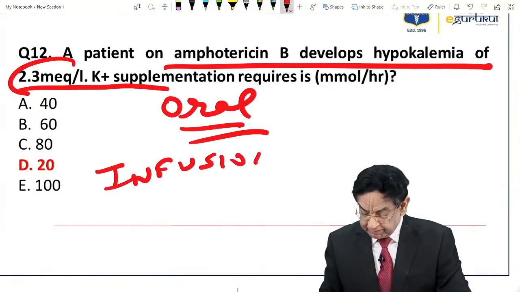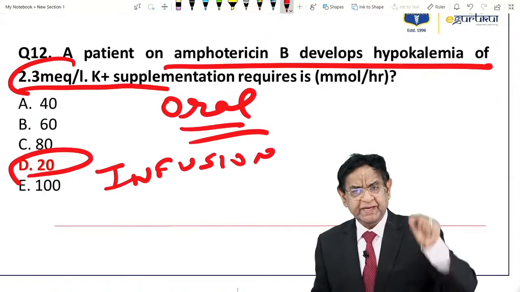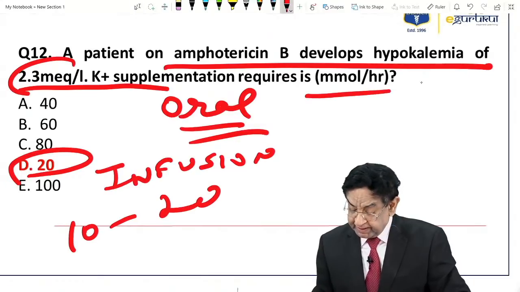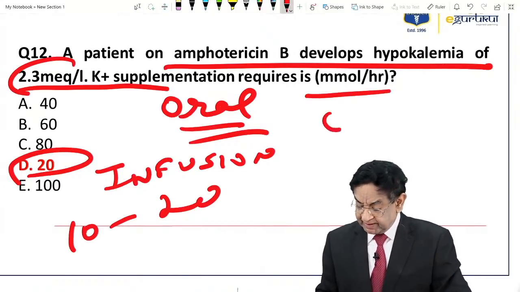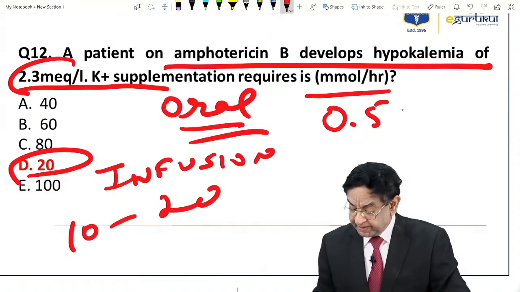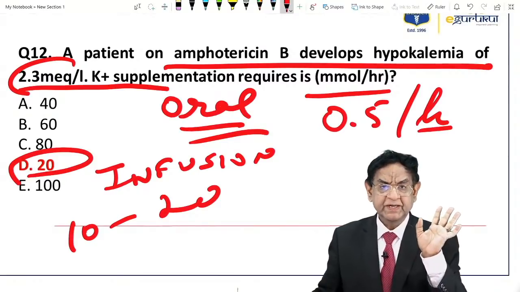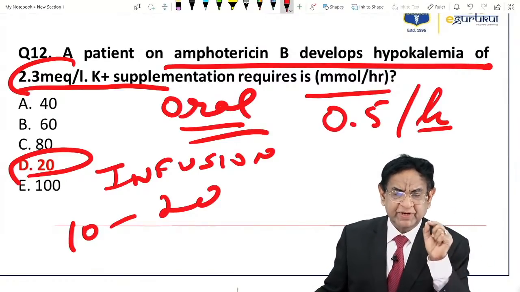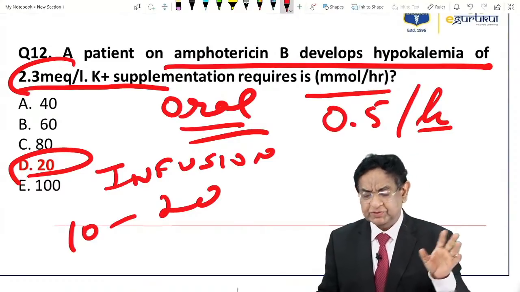But what is the single most important point? We give a very slow infusion. It should be given very slowly, maybe 10 to 20 millimole per hour, so that the potassium level rises only 0.5 milliequivalent per hour. Never give it rapidly. If you give it rapidly, it will cause arrhythmias. A very, very slow infusion should be given.